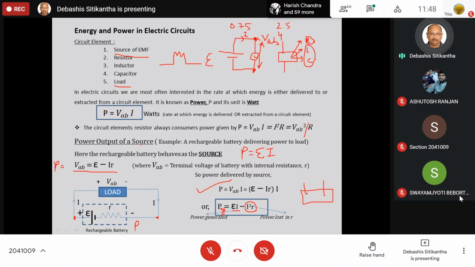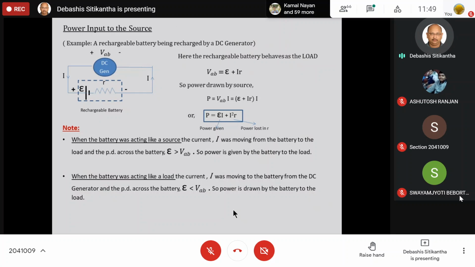Now the power output of the battery, or power output of any source, is actually the power generated minus the power lost in the internal resistance. Next, what is the power input to source? A very controversial thing, or something very ambiguous, which is going to create some confusion. Why? Because yes, this source is used to give power. It is the one which is actually going to deliver power, and how is it going to consume power?